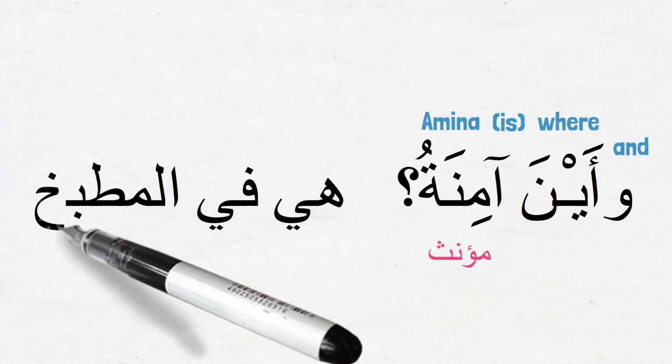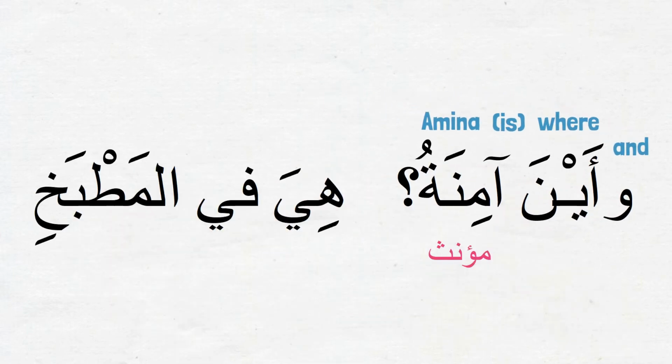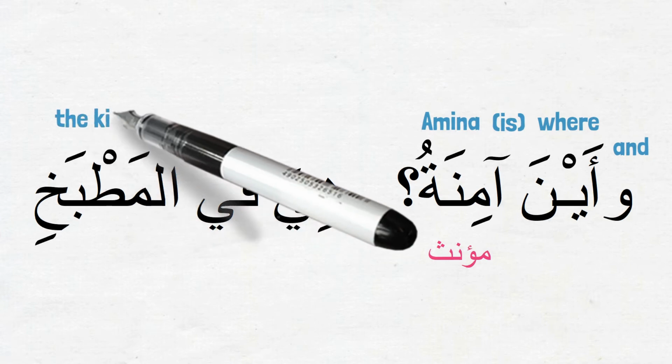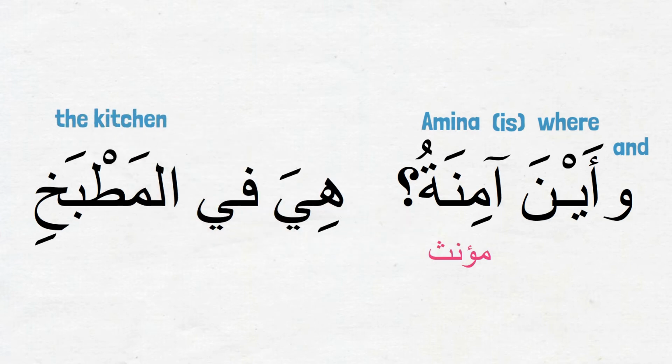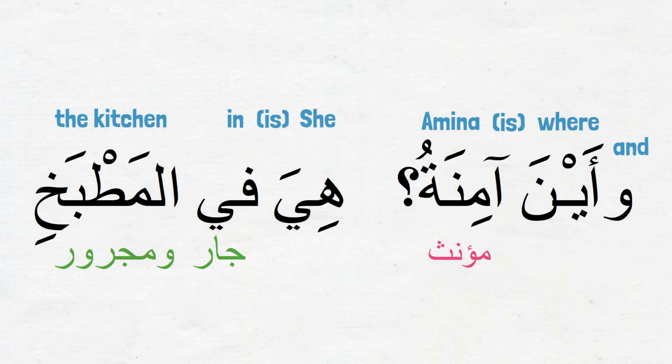So the answer will be hiya fil matbakhi. The word al-matbakhu means the kitchen. And it is here coming as majrur ism because of harf fi. So hiya is she. Fil matbakhi is in the kitchen. We are saying she is in the kitchen. Hiya fil matbakhi.